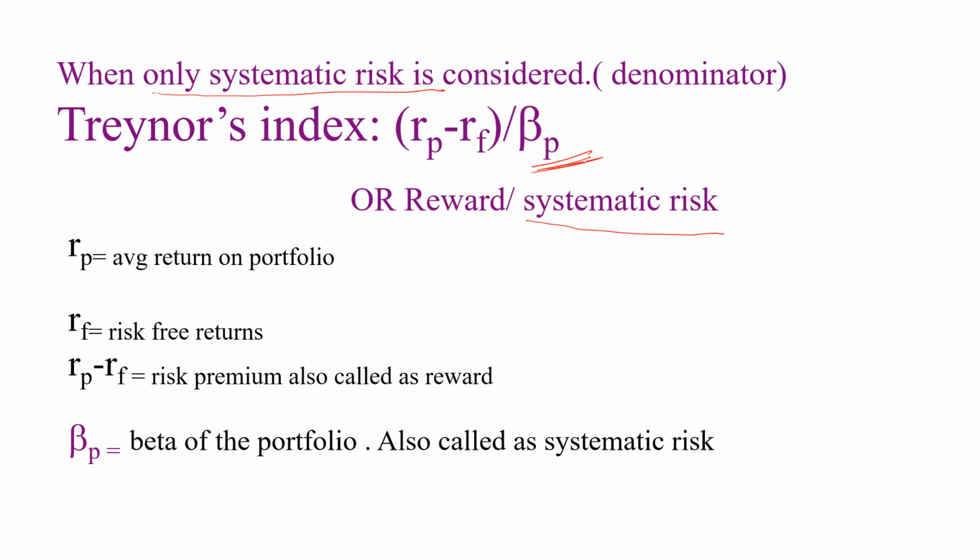So again, the variables are interpreted the same way. RP is return on portfolio, RF is risk-free return, and that is otherwise called the reward. So this part alone is called the reward, and beta is otherwise called the systematic risk.